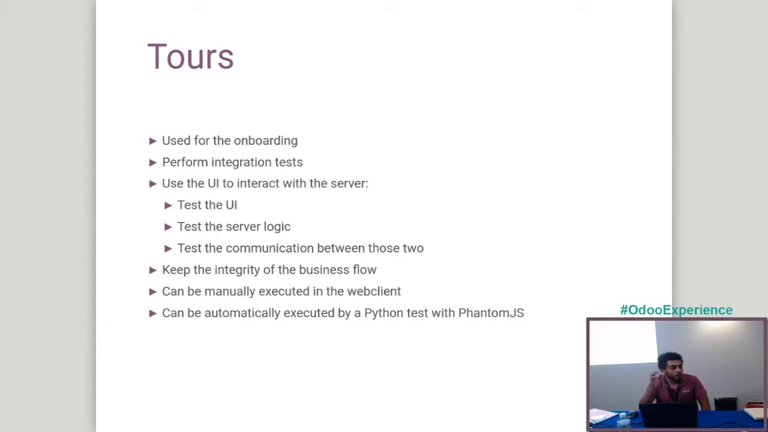So how can you launch the tours? There are two ways as well. You can launch them manually inside the web client, and you can automatically execute them with a Python test using PhantomJS. This is what's done in the runbot. Each runbot build uses Python tests to run the tours. So what's new in V11 for the tours is that we wrote a tour that we call the main flow, and it does a huge business case. It helps us to really see that we don't break the regular customer flow in Odoo.